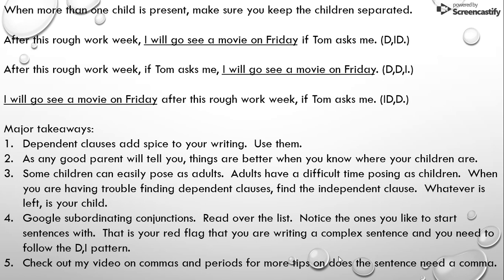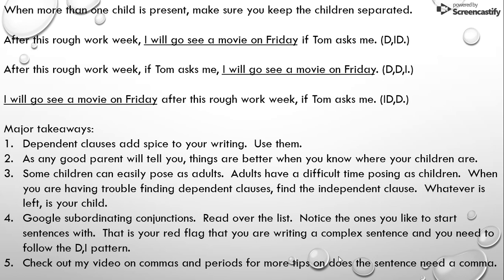So, how do you know which one's the child and which one's the adult? Which one doesn't need the other one? If I said I will go see a movie on Friday, I have a sentence. Everything else in that sentence is a dependent clause. It's very hard for me to convince you that I will go see a movie on Friday is not a sentence. So if you're having trouble finding the dependent clause, find the independent clause. Whatever is left is the child. It's much easier to spot an adult than it is a child.